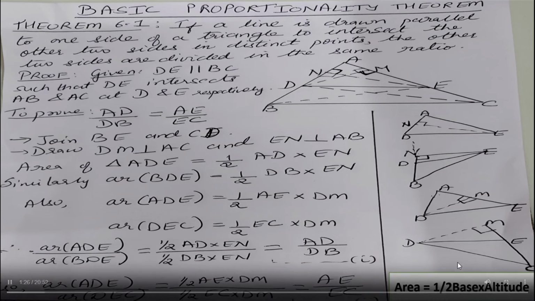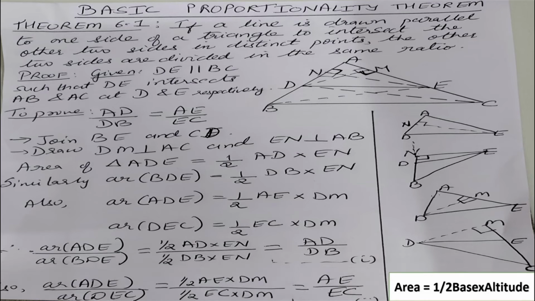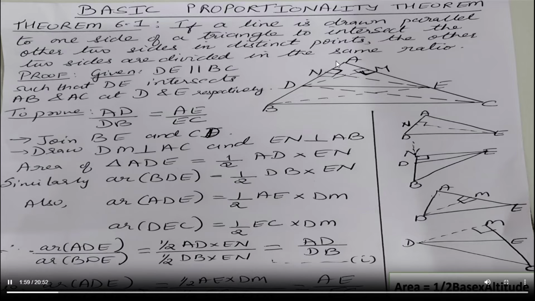Now we will discuss the proof of the basic proportionality theorem step by step. What is given to us is we have triangle ABC in which DE is parallel to BC such that DE intersects AB at D and AC at E. We have to prove that AD upon DB is the same as AE upon EC. Now for the proof, we first join BE and CD. Also, we draw DM which is perpendicular to AC, and we draw EN which is perpendicular to AB.